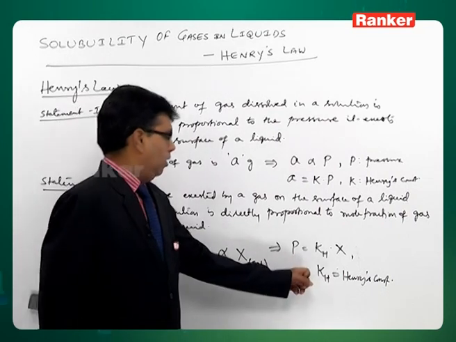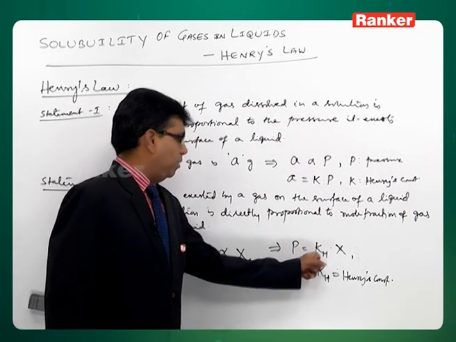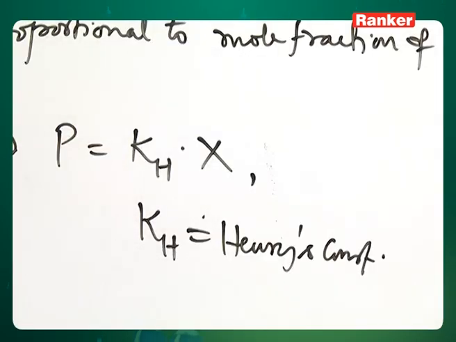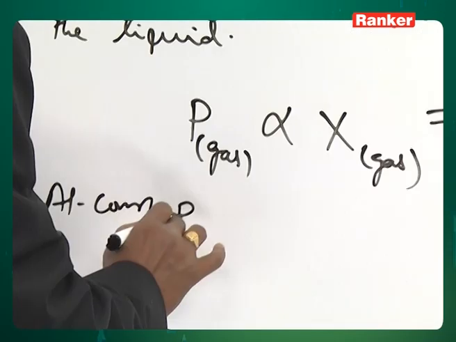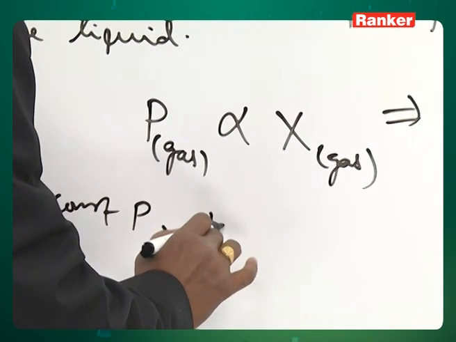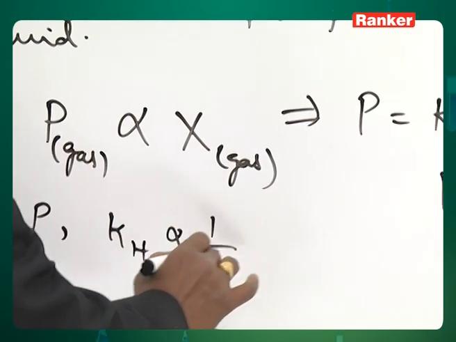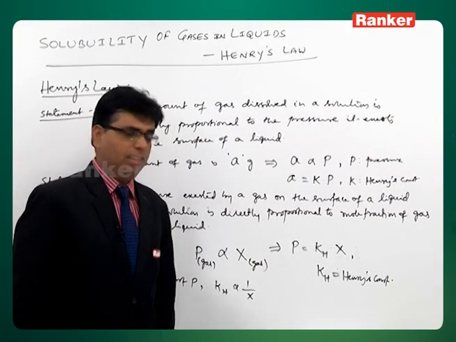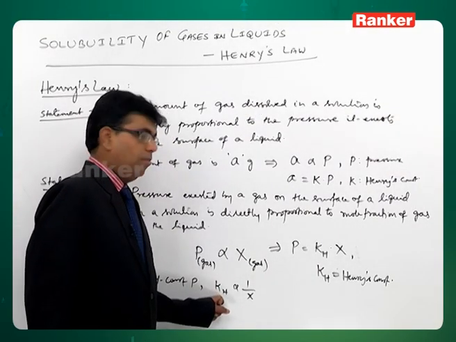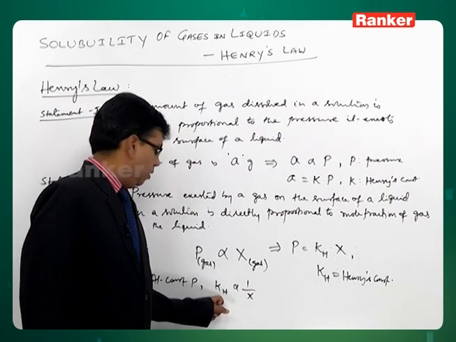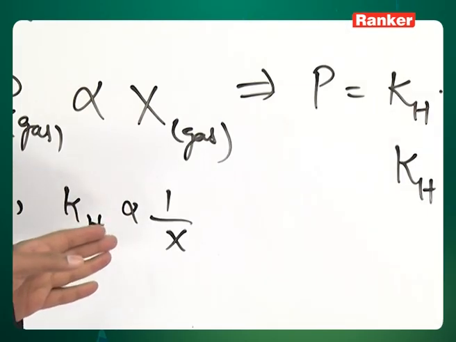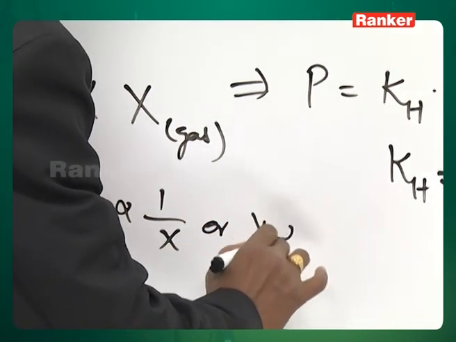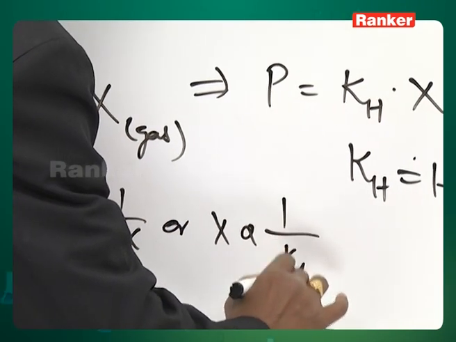Now here from this relation what you can understand is that at constant pressure, Kh is inversely proportional to mole fraction. So the meaning is that 1 by x is inversely proportional to Kh.